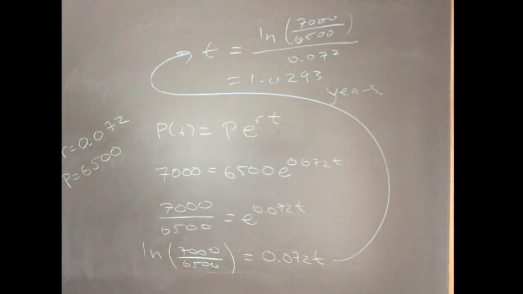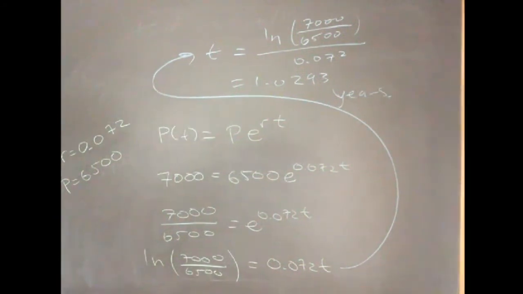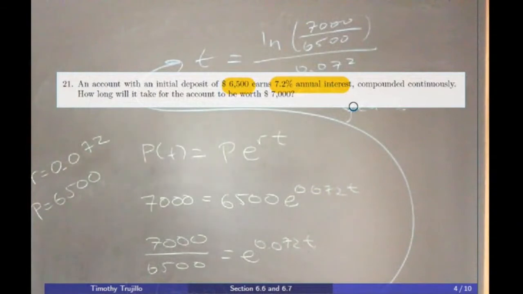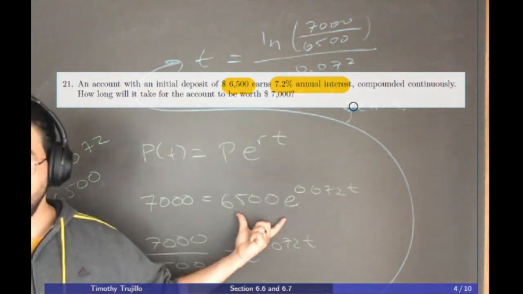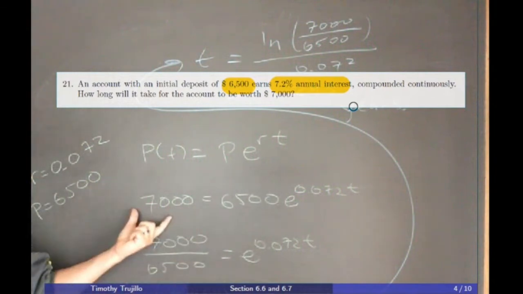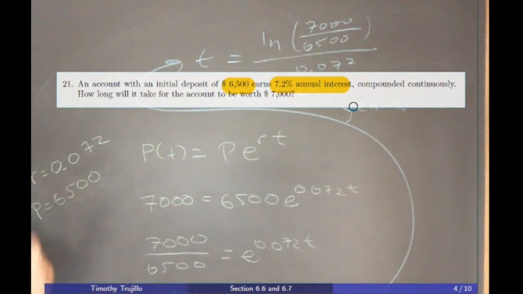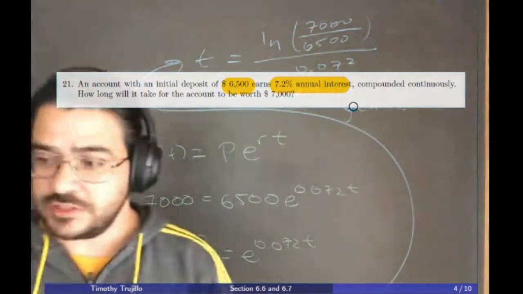Okay, so again, let me just come back to the question so we can see how long will it take us to get to $7,000? Well, this is just telling us that if we take that 1.0293 and plug it into our formula here, then we're going to get an output of $7,000. So the answer here is about 1 year, 1.0293 years. Okay, so I think that's enough for setting up these equations.